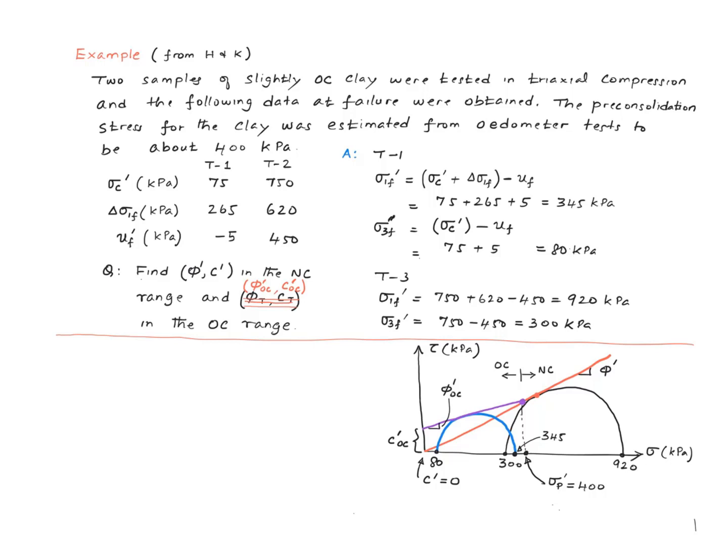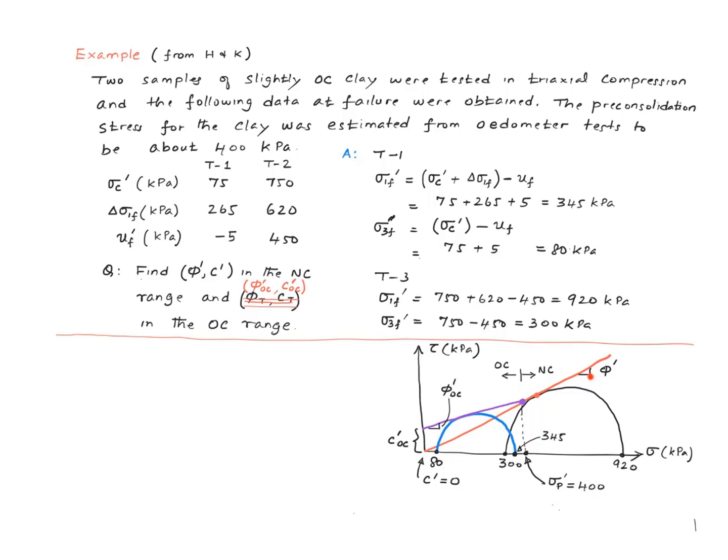So I have drawn the two failure lines. This red line is the failure line for the normally consolidated range, and this line right here is the failure line for the over-consolidated range. So we are interested in finding the parameters defining these lines.